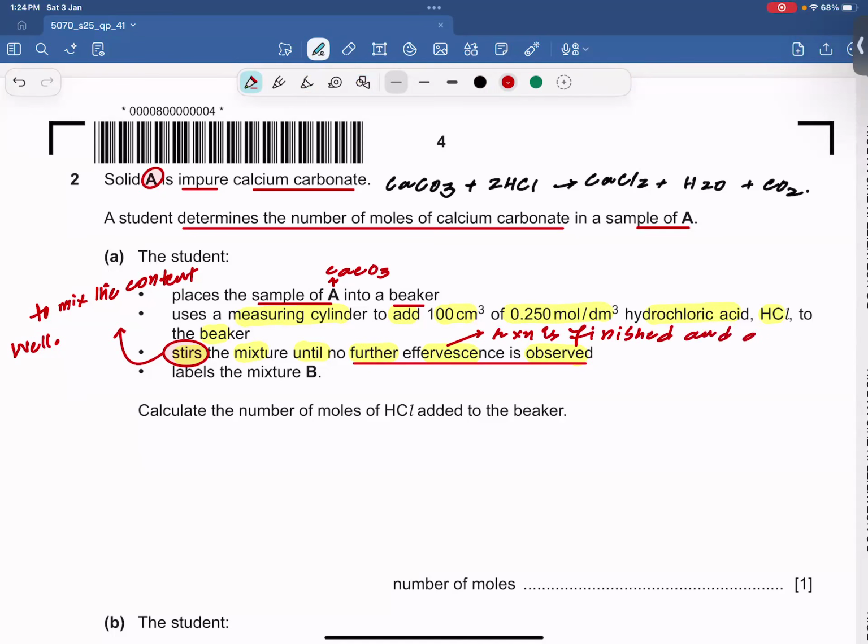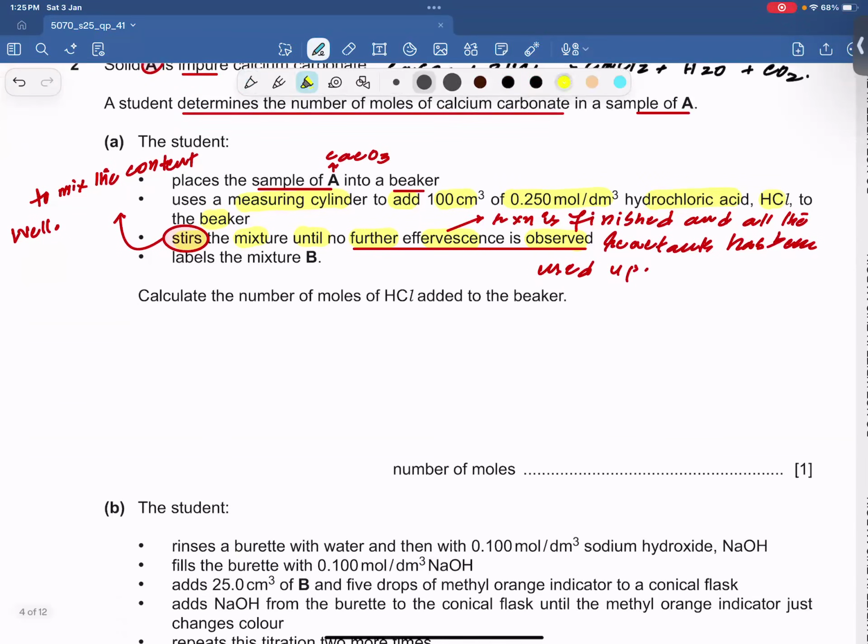And all the reactants have been used up. Calculate the number of moles of HCl added to the beaker. See, guys, that's very straightforward information. We know the volume, we know the concentration, we can find the moles.